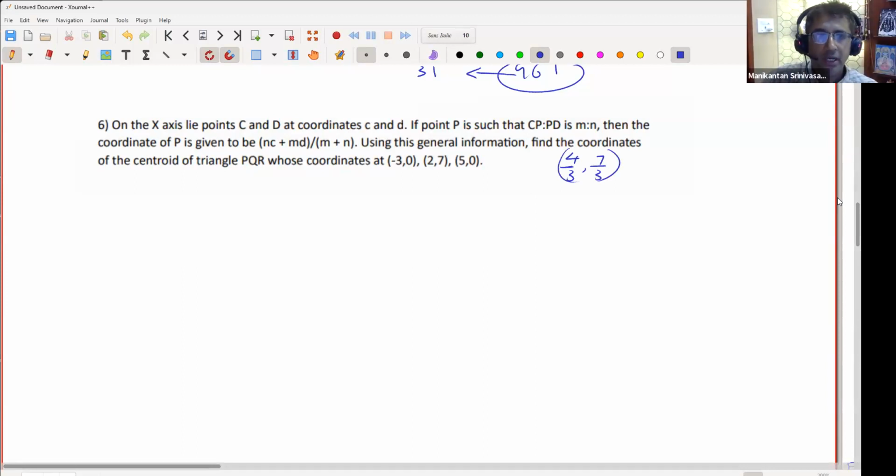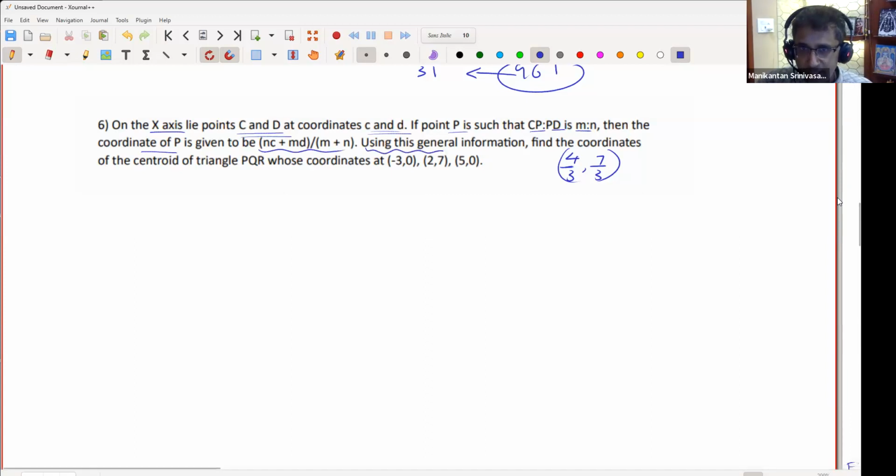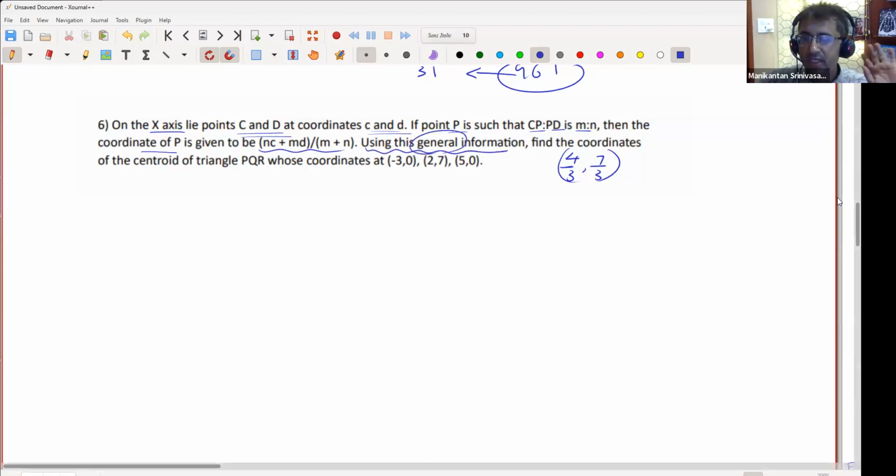Okay, let's do it. On the x-axis lie points C and D with coordinates small c and small d. If point P is such that CP is to PD is m is to n, then the coordinate of P is given by this expression. Now, the problem starts after here using this general information. Right now, I'm just giving you the general story.